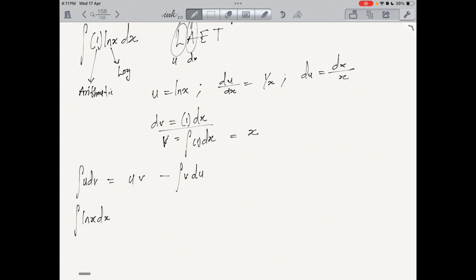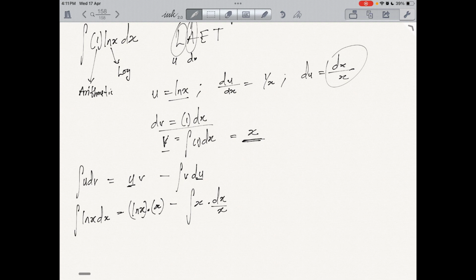And let's follow the formula now closely. Let's apply: our u is ln x, our v is x, minus the integral of our v, which is x, and our du, which is dx over x.